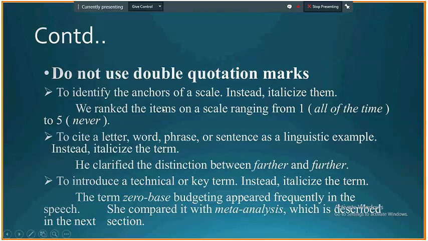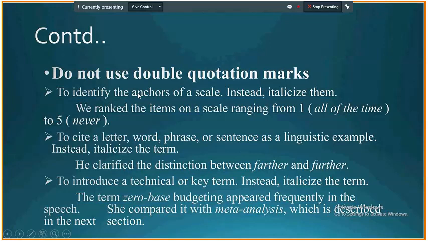First bullet is about the anchor of the scale. Anchor of the scale means all of the time, never, seldom, always. In anchors of the scale, we should not use double quotation marks. Instead of the double quotation, we use italics. Here, all of the time is written in italic form, and never is also in italic form. So in the case of anchors of the scale, we should not use double quotation.